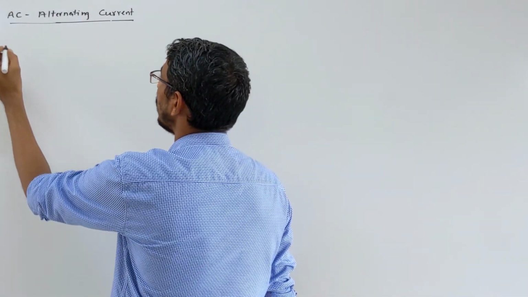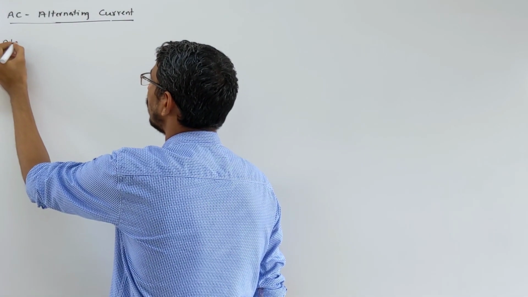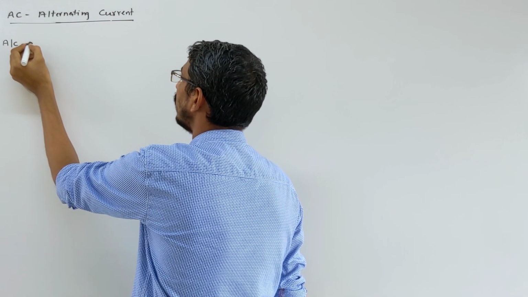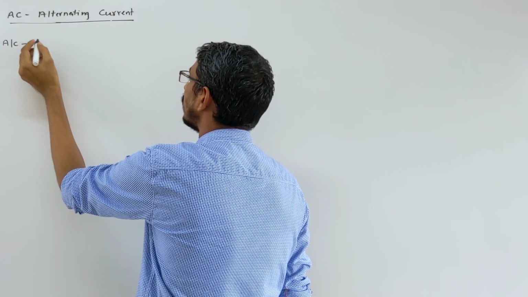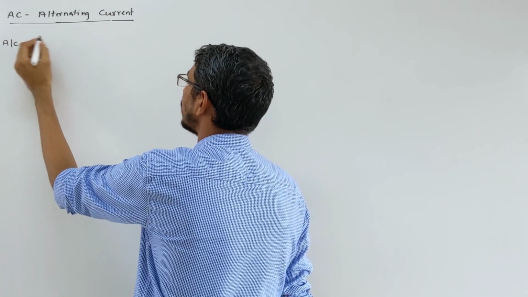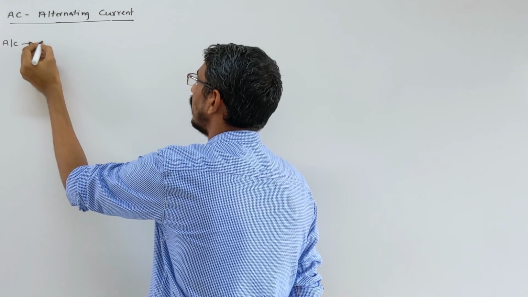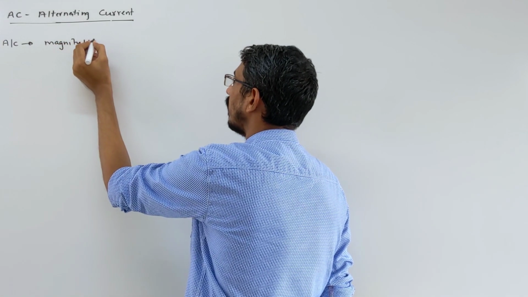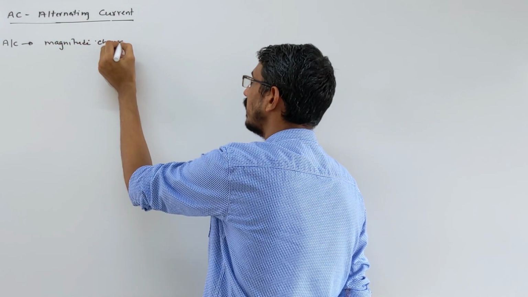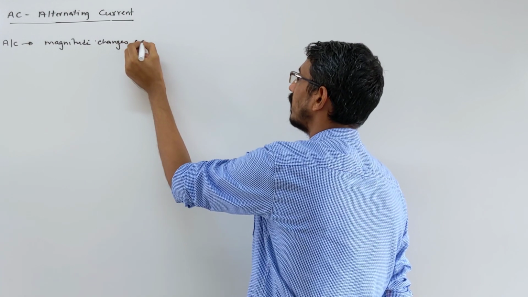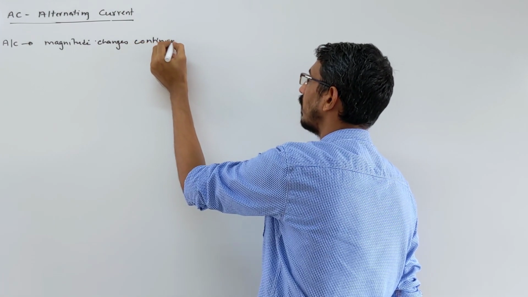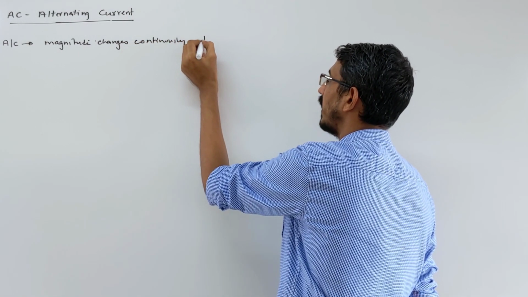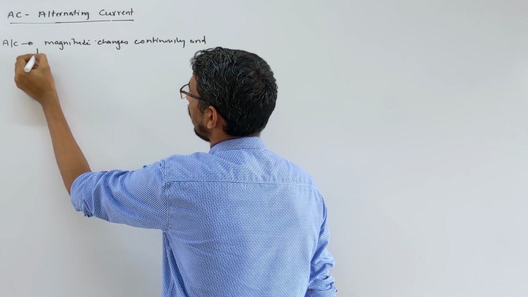So what is the definition of AC once more? I am writing it on the board in short. This is a type of current in which the magnitude changes continuously, and the direction changes periodically.